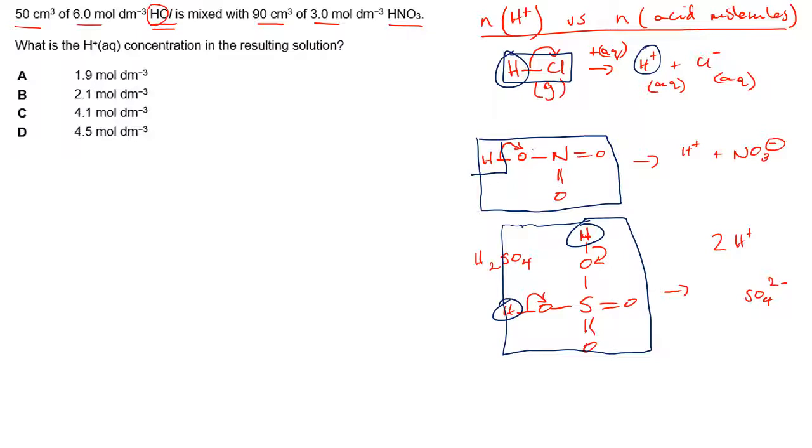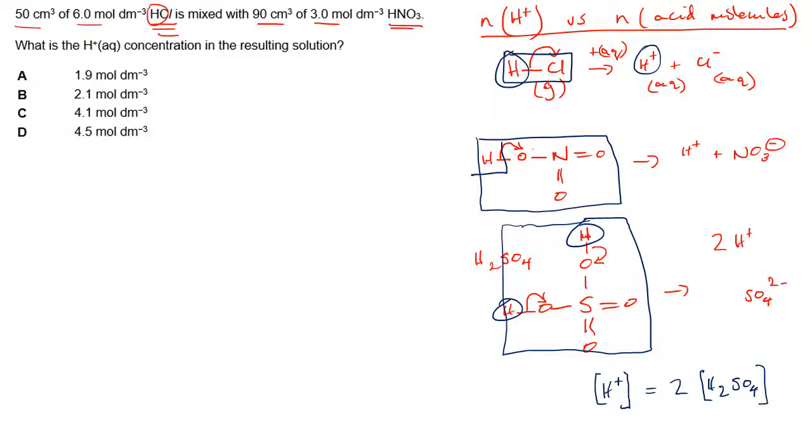Okay, so that means that the concentration of hydrogen ions, which we can express like this, equals 2 times the concentration of sulfuric acid, like so. Okay, so that's a slightly trickier case. If one of our acids was sulfuric acid, the question would be slightly trickier. But as it happens, just going back to the question, we've got hydrochloric acid, monoprotic, and we've got nitric acid, monoprotic.